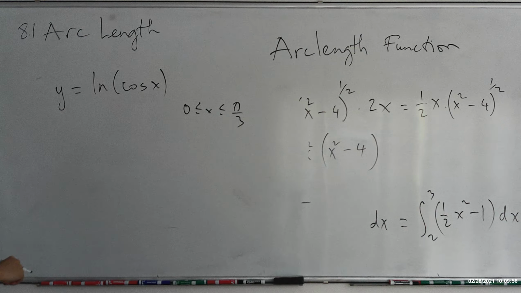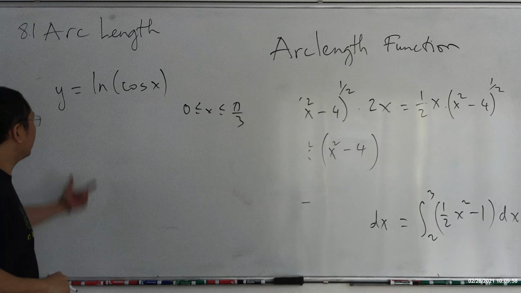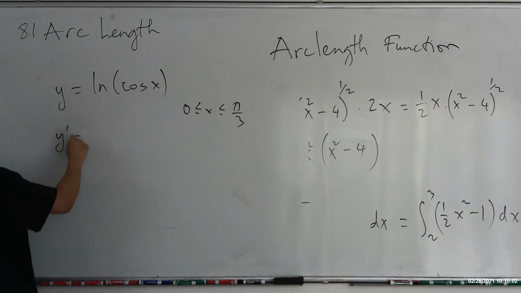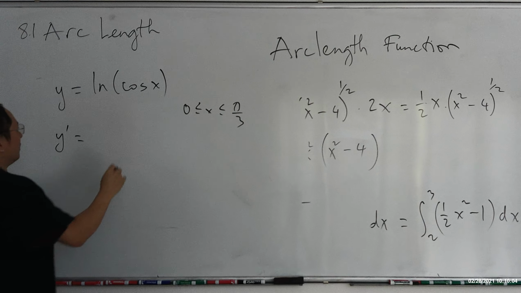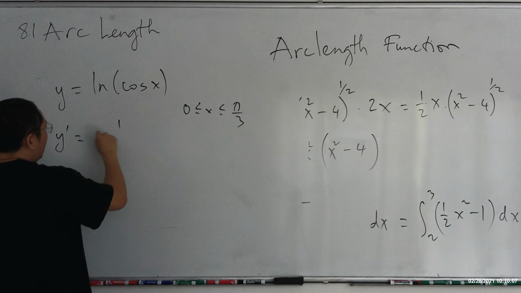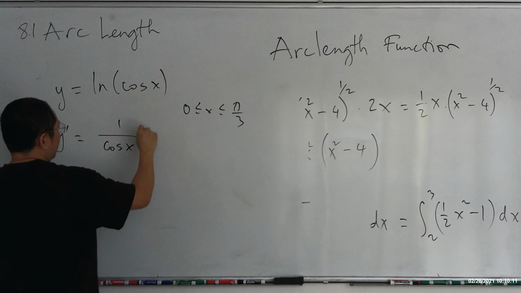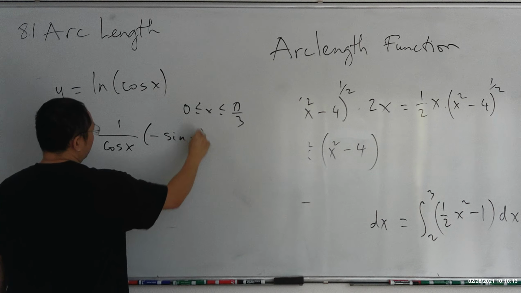This would be a positive function, right? And calculate the arc length of that thing. So we still have to calculate y prime. The derivative of ln is 1 over, so 1 over cosine of x. The derivative of cosine is negative sine x. Alright?